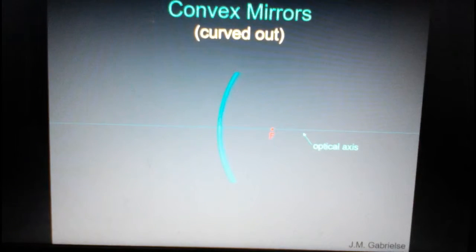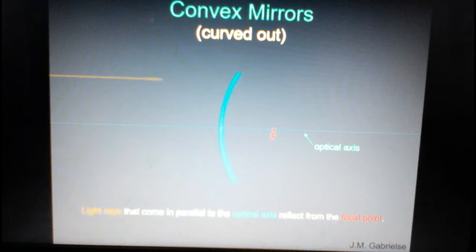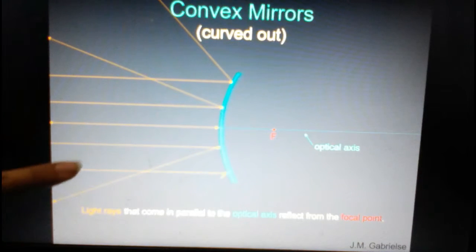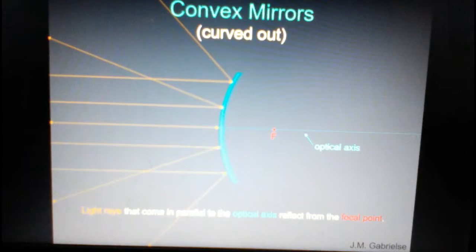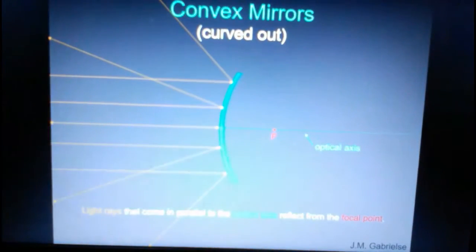Now, convex mirrors are the kind of mirrors that are curved outwards. The line that you can see that passes through the convex mirror is called the optical axis. And in the middle part, where the convex mirror is located, can be seen the focal point. Light rays that come in parallel to the optical axis reflect from the focal point. You can see as the light rays bounce from the convex mirror, they all reflect from the focal point.